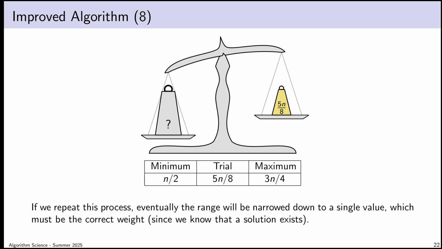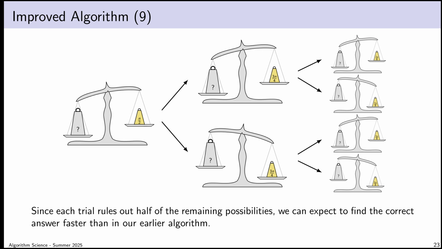And so here I try 5n over 8, and then that comes back too light, which means that my new minimum, after the end of this step, is going to be 5n over 8. And so at each step, I'm ruling out half of the total possibilities. Intuitively at least, and this is not a formal statement, since each of these trials rules out half of the remaining possibilities, I think it's reasonable to expect that we can get the right answer faster than in the linear time algorithm where we just tried each weight in sequence.